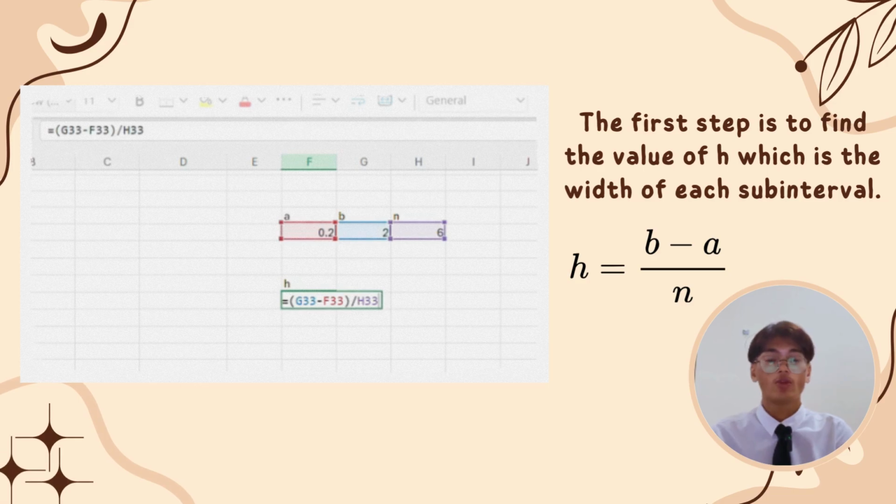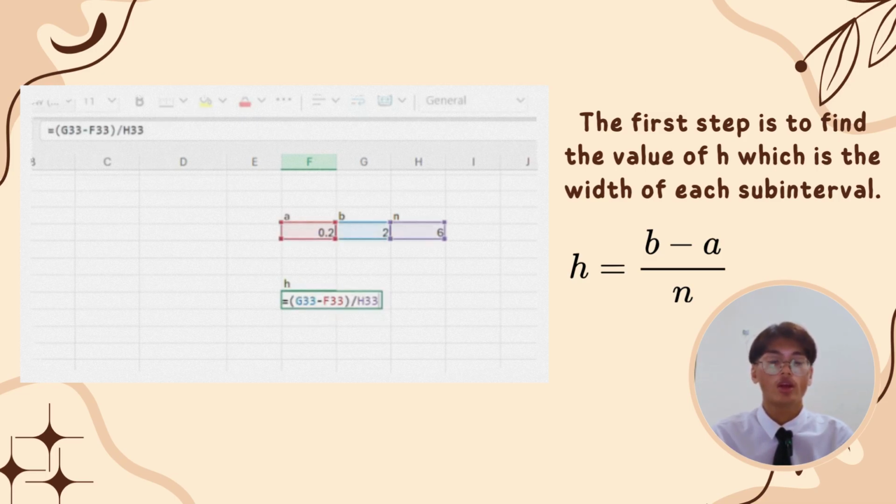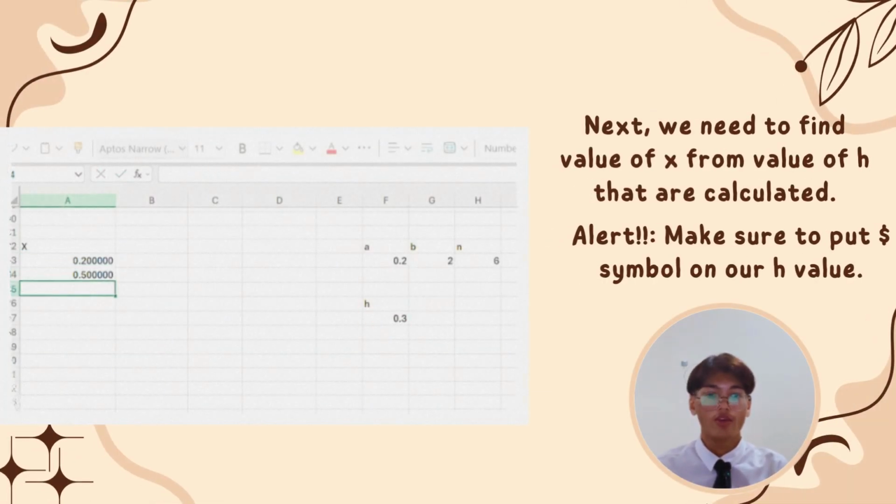The first step is to find the value of h, which the formula is h equals b minus a divided by n, and in Excel you can calculate it by entering the command as shown in the video. Next, we enter the value of x. The first value is 0.2. As for the next value, we can determine it by adding it with the value of h. Make sure to put a dollar sign as shown in the video to get the value.